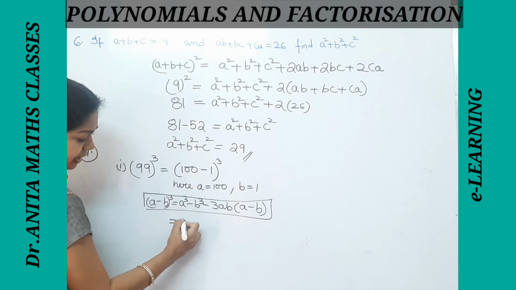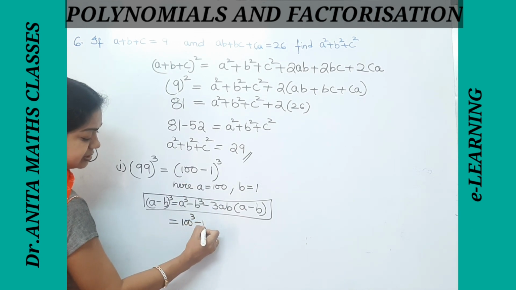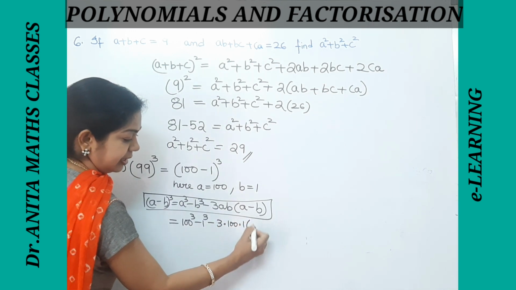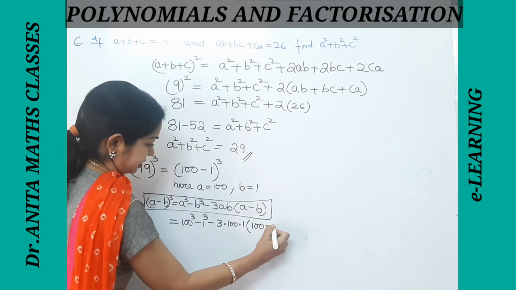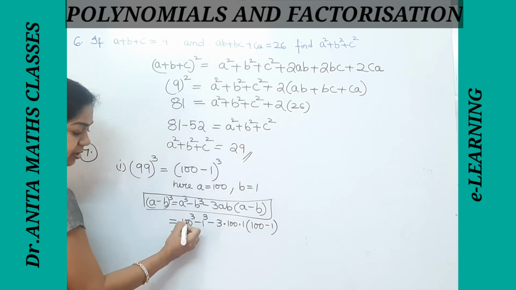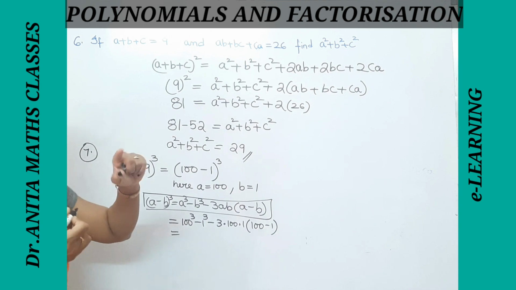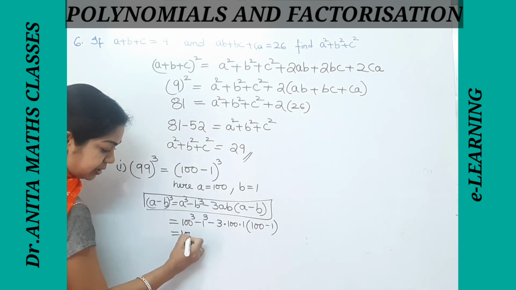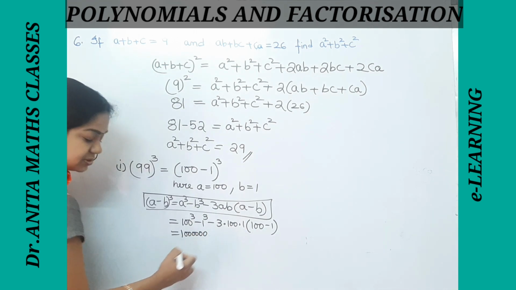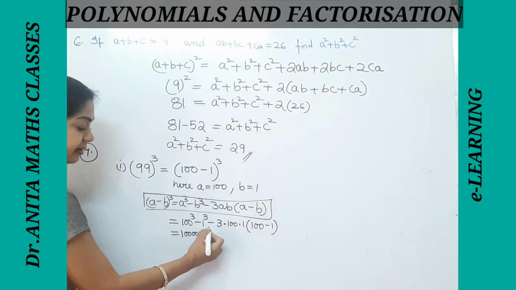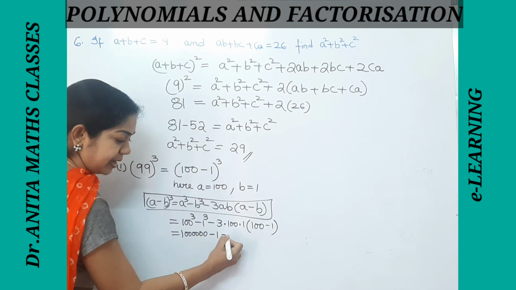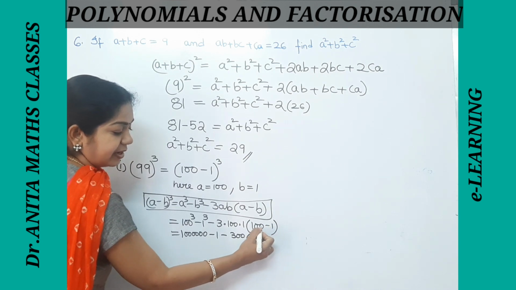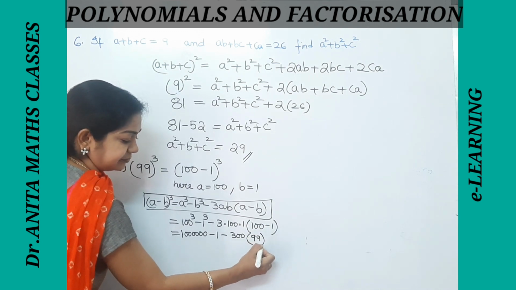So that comes to a cube, which is 100 cube, minus b cube, which is 1 cube, minus 3 into a, which is 100, into b, which is 1, into (a minus b), 100 minus 1. So 100 cube means you have to multiply 3 times. So 1 followed by 6 zeros. Thrice I have multiplied 100. 1 cube is 1 only. Minus 3 into 100 is 300. And here we have 100 minus 1, which is 99.